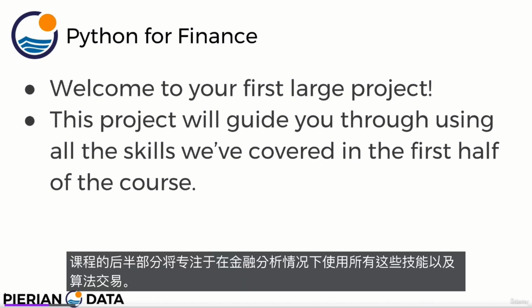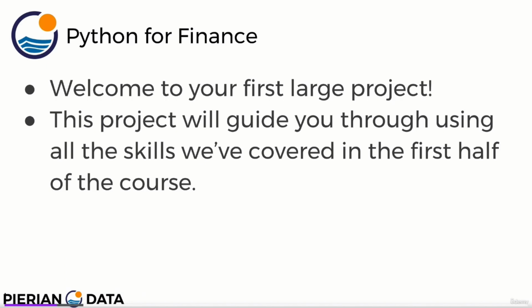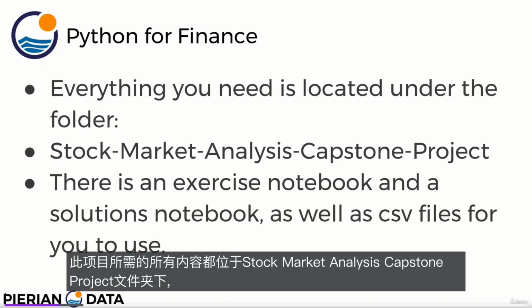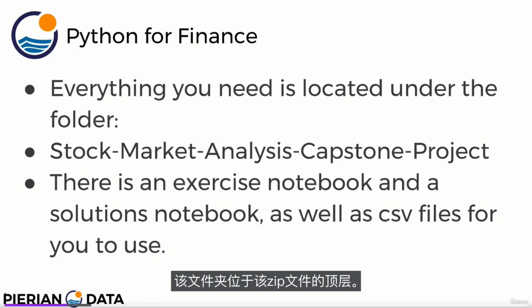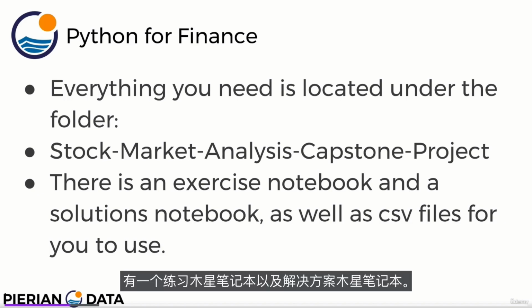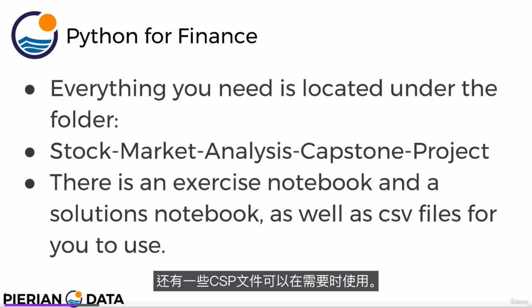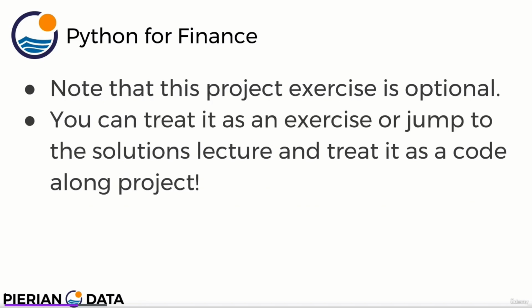The second half of the course is going to focus on using all those skills in financial analysis situations as well as algorithmic trading. Everything you need for this project is located under the folder Stock Market Analysis Capstone Project, which is in the top level of that zip file. There's an exercise Jupyter notebook as well as a solutions Jupyter notebook. There's also some CSV files you can use in case you need them.